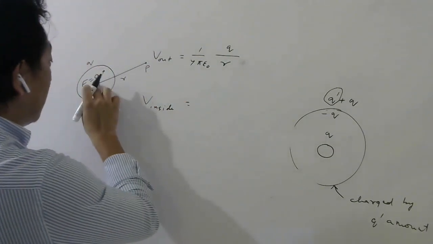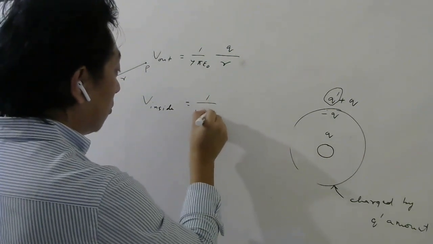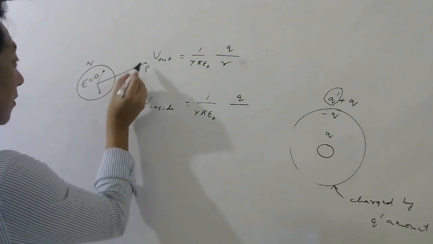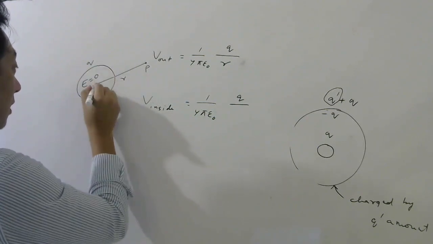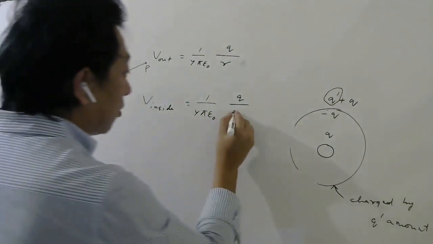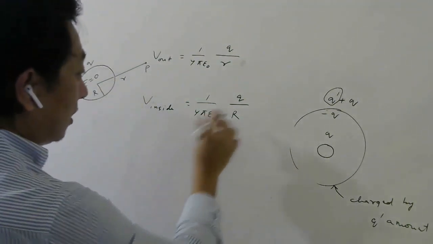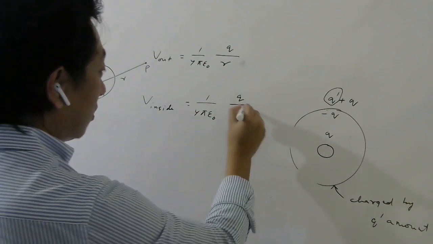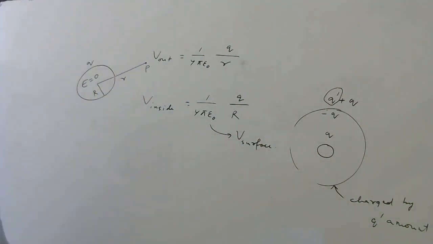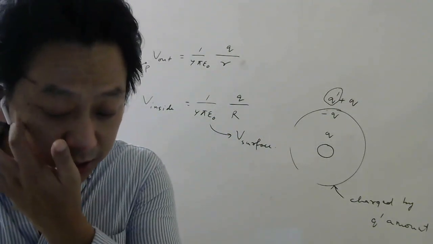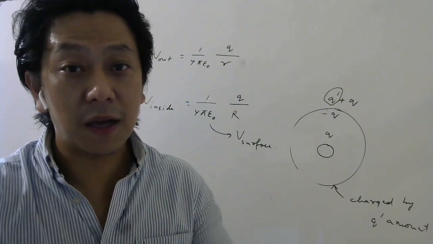This is the potential at a distance small r from the center. On the surface, it will be 1 by 4 pi epsilon naught Q divided by, if this point was on the surface, your small r will become the radius. So if I say the radius of the shell is capital R, then you have to write capital R. So potential everywhere inside will be constant and it will be this much, which is the potential on the surface. Please students, try to remember it: potential inside a conducting shell is constant and it is the same as on the surface.